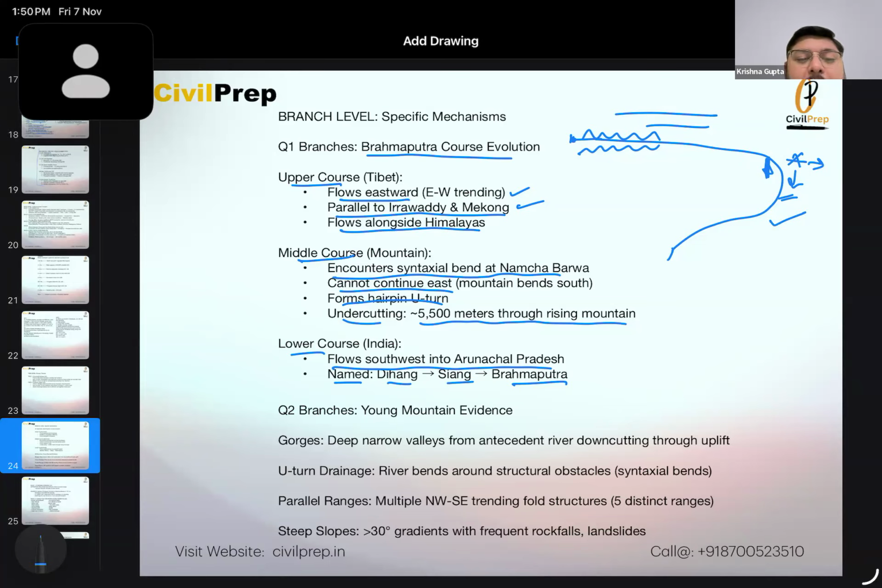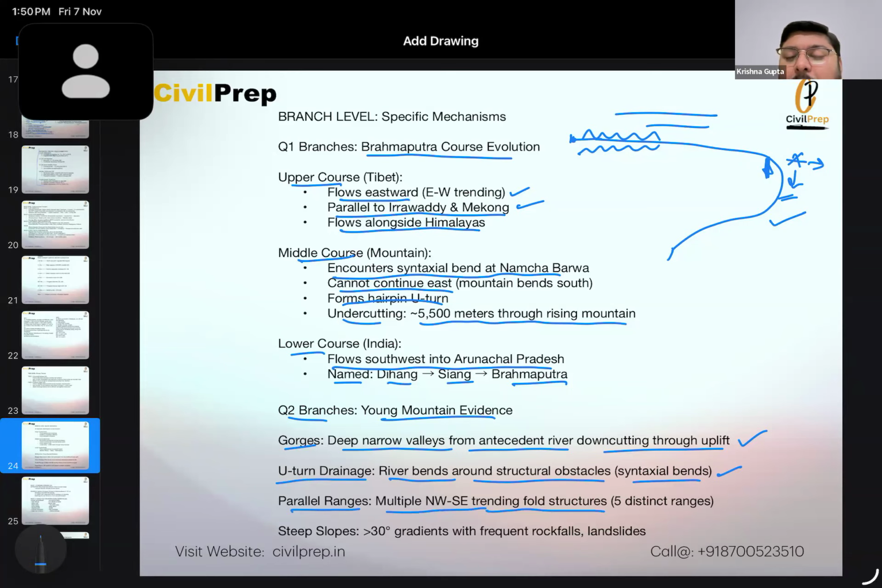Now, looking at the question's two branches, the young fold evidences: gorges, deep narrow valleys from antecedent river downcutting through uplift. Then U-turn drainage: rivers bend around structural obstacles, syntaxial bends. Parallel ranges: multiple northwest-southeast trending old structures, five distinct stages. Steep slopes: 30-degree gradients with frequent rockfalls and landslides.